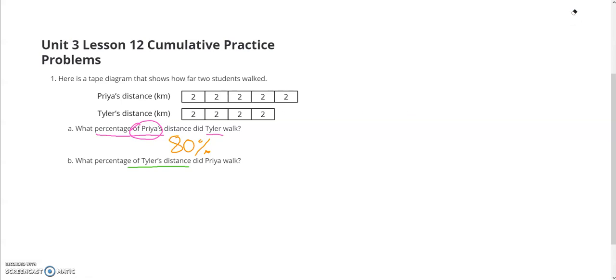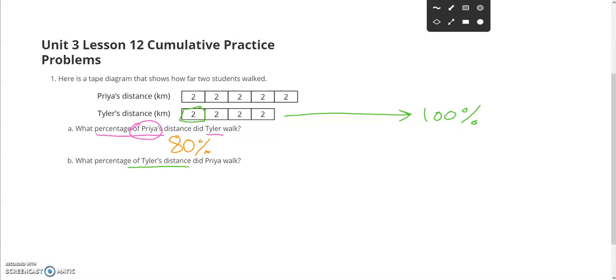That means now Tyler's distance is 100%. Because we want to know of Tyler's. Tyler's distance is now 100%. So now we need to see how much is each rectangle. If Tyler's is 100%, each rectangle is 1/4 because we have 1, 2, 3, 4.